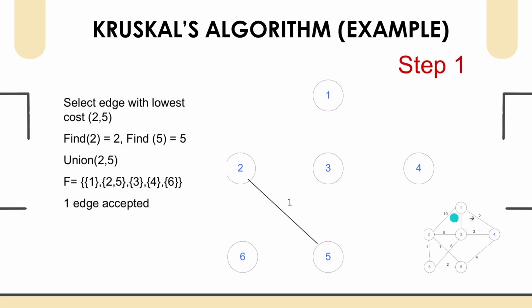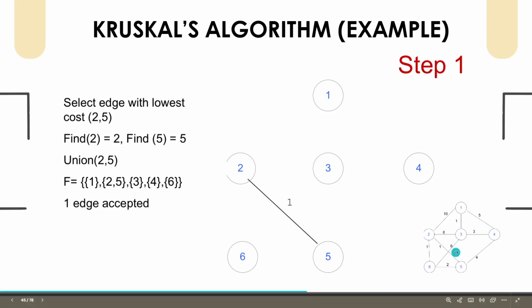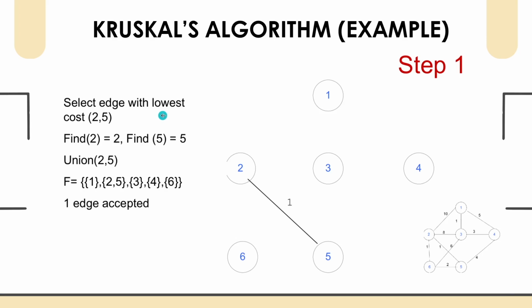So, given this graph, you can see that we have taken this particular edge, the edge between 2 and 5, as the one with the least cost for the first time. So, that is the edge with the least cost that has been picked, and as such we do a find operation. You know that we are going to do a find and union operation.